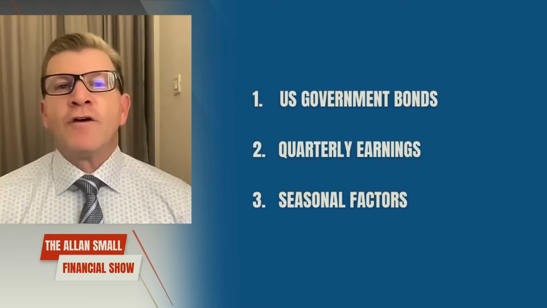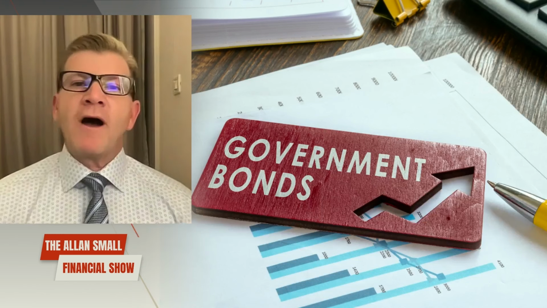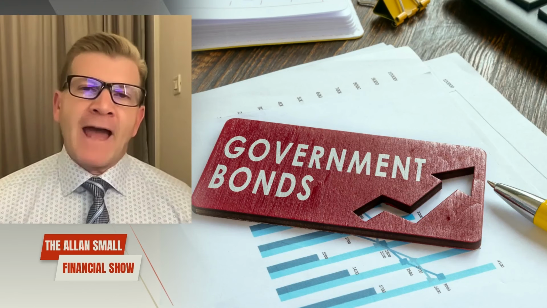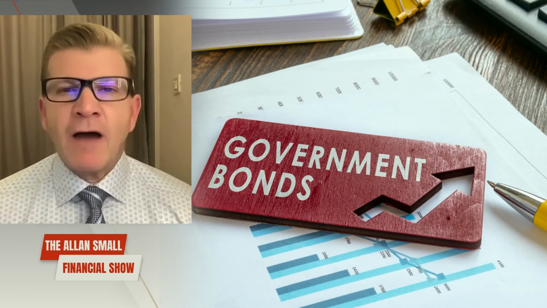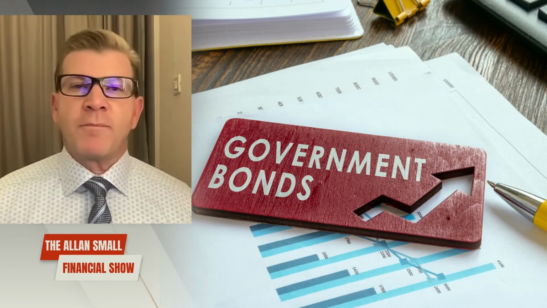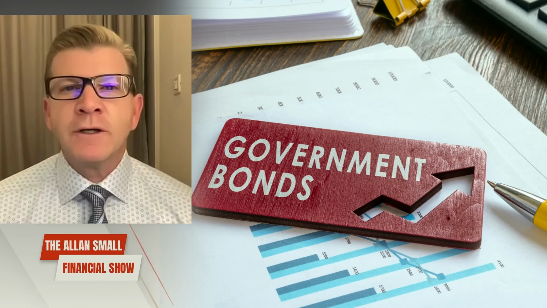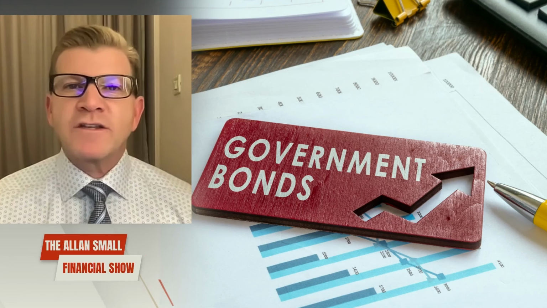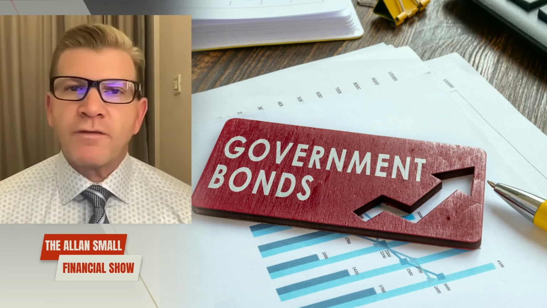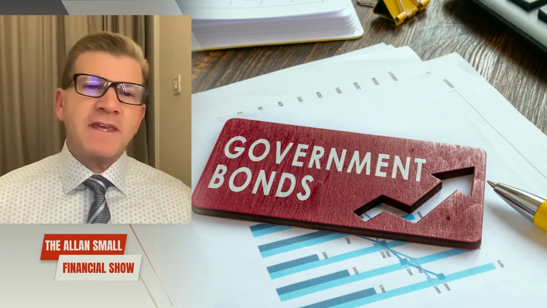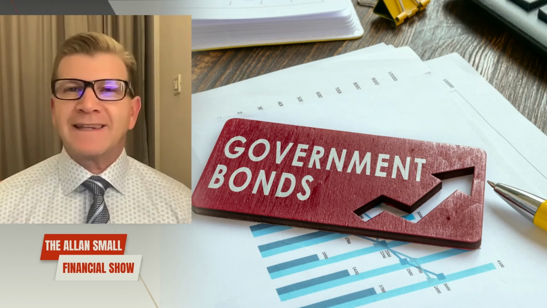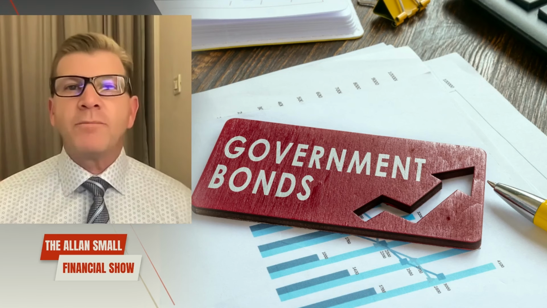So let's move to the first topic, which is U.S. government bonds. And as I said, U.S. government bonds have played an important part in how the markets move over the past, let's call it week or two. We've seen the 10-year U.S. government bond rate go north of 4%. The market hasn't really liked that too much. And some of the interest rate sensitive parts of the market, like technology, have actually pulled back.